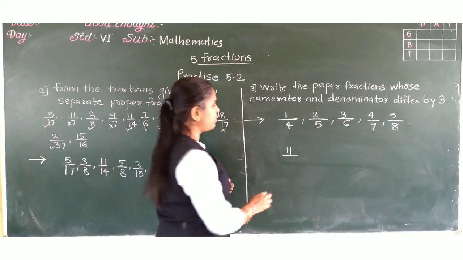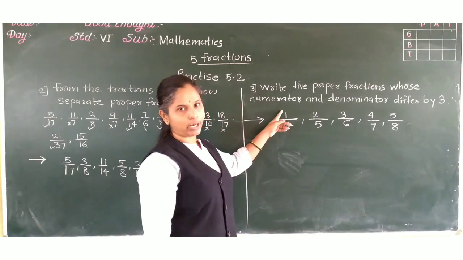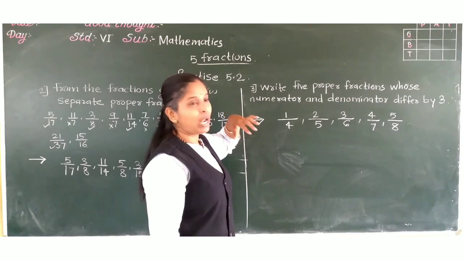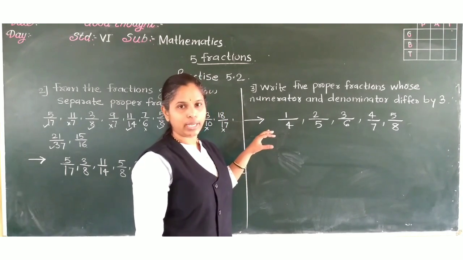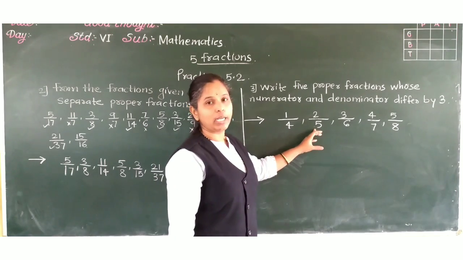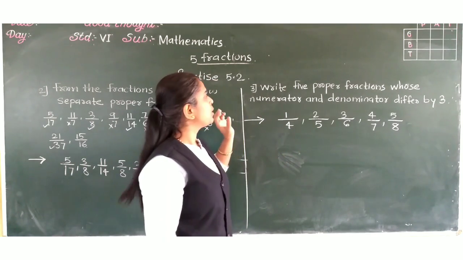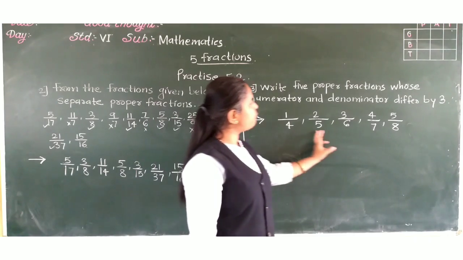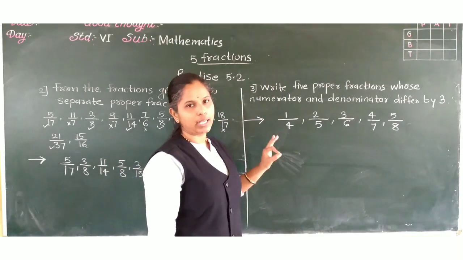12, 13, 14 will be there at the denominator. Like that, any number you can take at the numerator, but you will only have to add 3 in the denominator. To write the denominator, you will have to add 3 to the numerator. Followed? So in this way, write any 5 fractions whose numerator and denominator differ by 3.